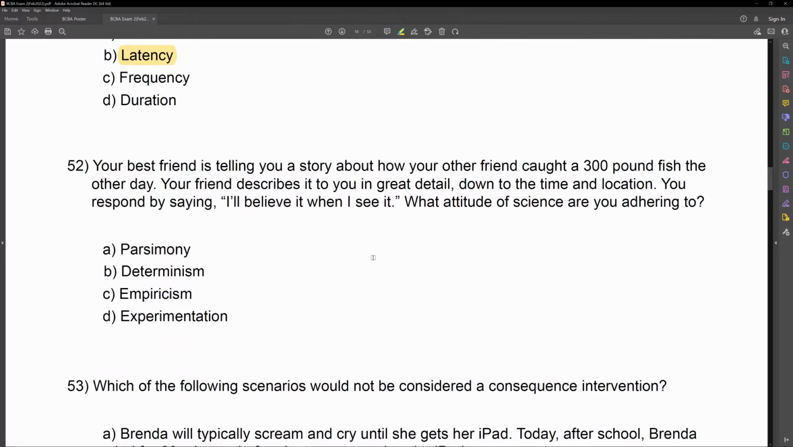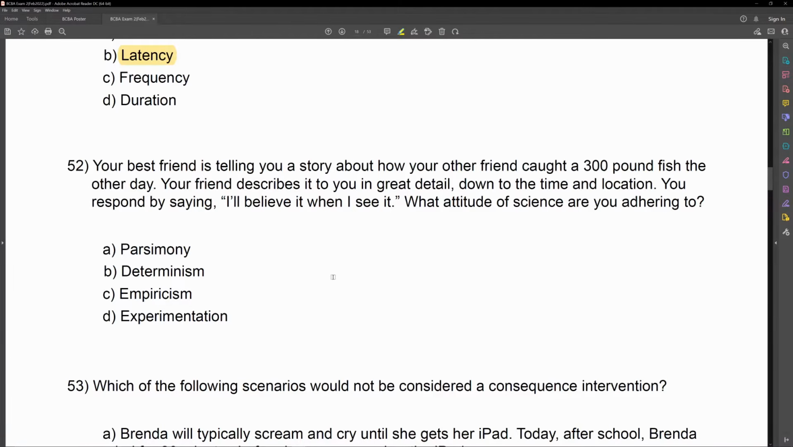52. Your best friend is telling you a story about how your other friend caught a 300-pound fish the other day. Your friend describes it to you in great detail down to the time and location. You respond by saying, "I'll believe it when I see it." What attitude of science are you adhering to?